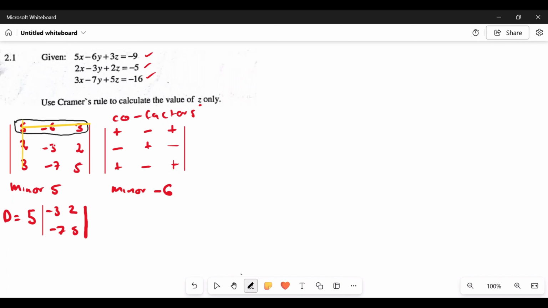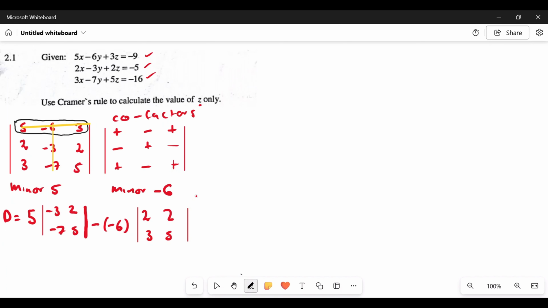Now, on the next one, when the minor is negative 6, remember, we are moving with this first row here. So we need to cancel the column as well. When you cancel the column there, we'll be left with 2, 2, 3, and 5. But let's not forget the cofactor. When we move to the second minor, the cofactor here is supposed to be negative. But the minor, which is negative 6, is also going to be multiplying there, negative 6.